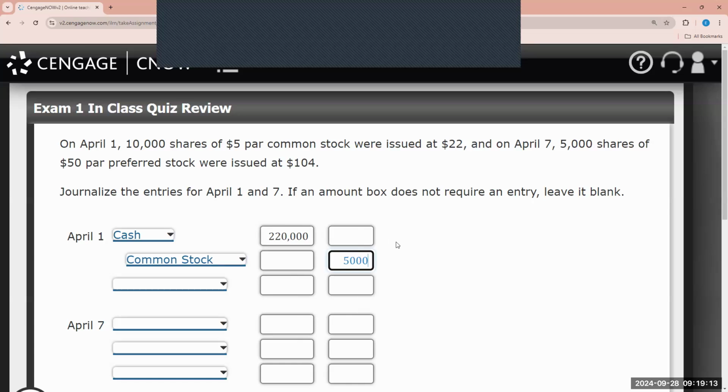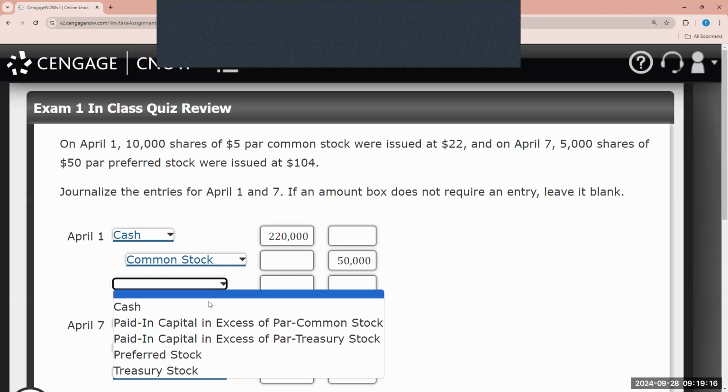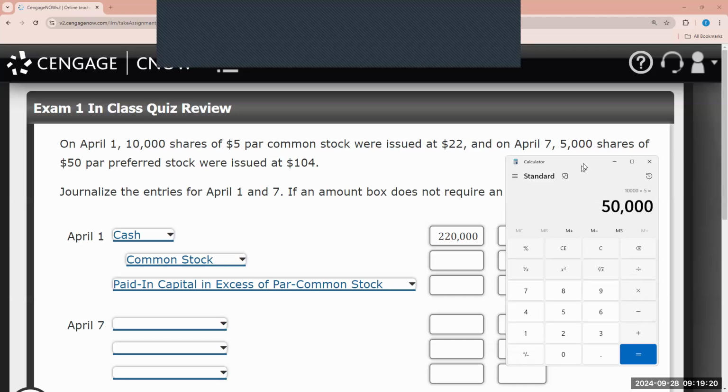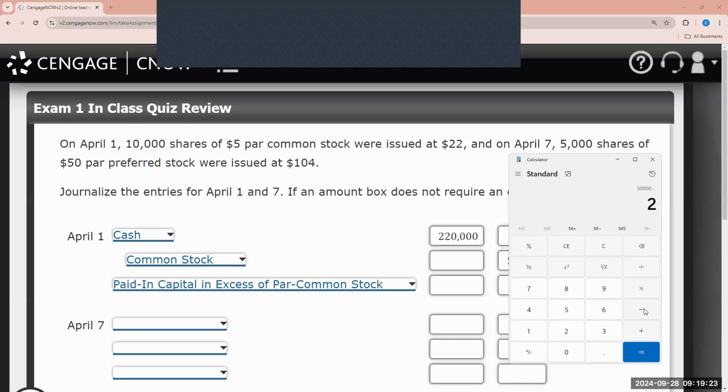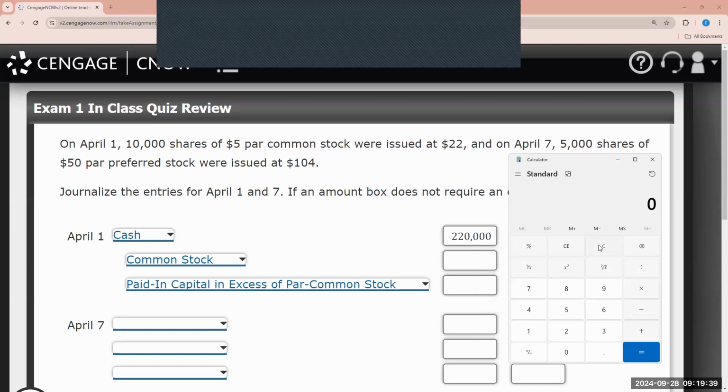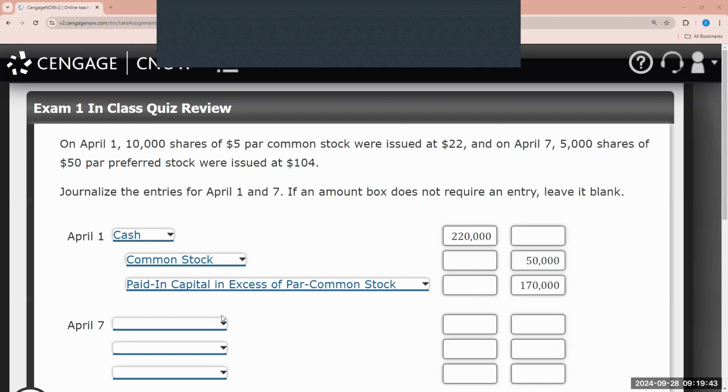And the difference between the two would be our paid in capital in excess of par. So 50,000 represents the value of common stock, but we received 220,000. So the difference between the two is 170,000. Next, for April 7th, we have 5,000 shares of $50 par preferred stock issued at 104. So 5,000 shares sold at 104. We received cash of 520,000.